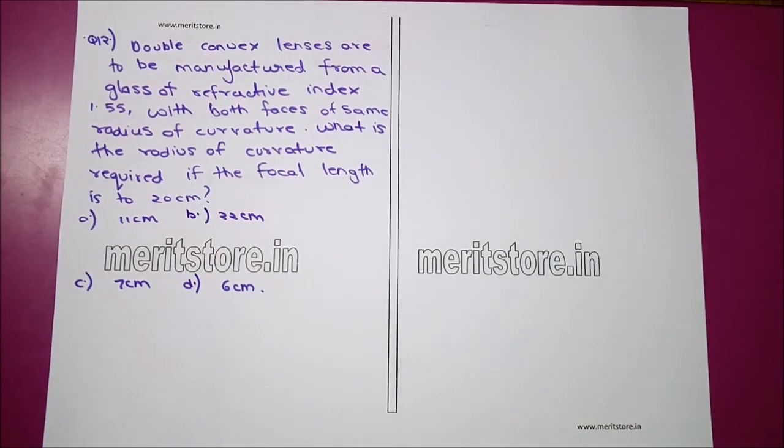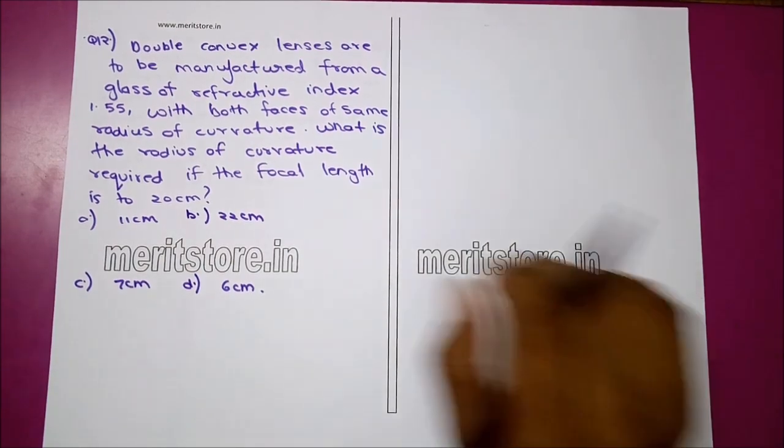Double convex lenses are to be manufactured from a glass of refractive index 1.55 with both faces of same radius of curvature. What is the radius of curvature required if the focal length is to be 20 centimeters? The options given are 11 centimeters, 22 centimeters, 7 centimeters and 6 centimeters.